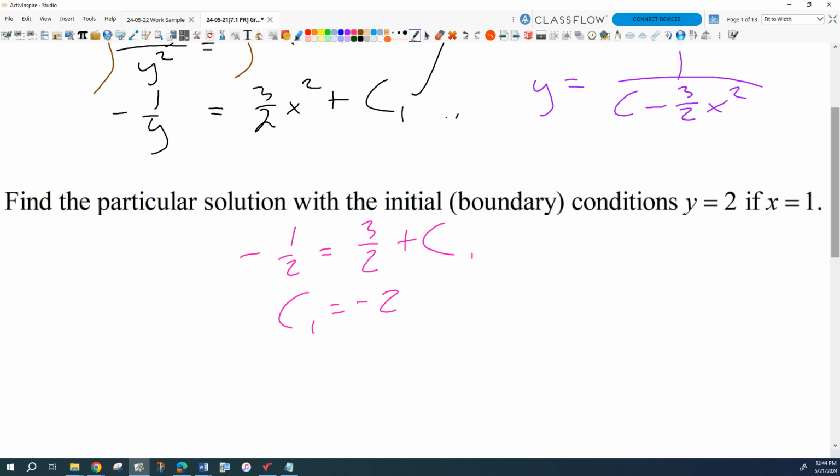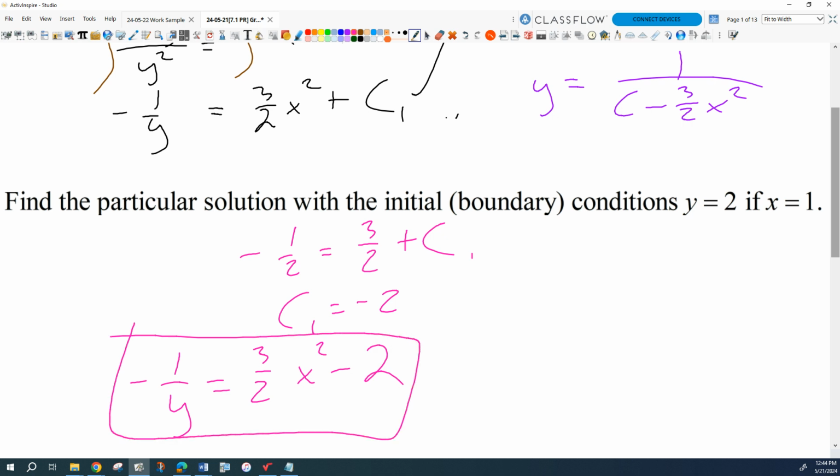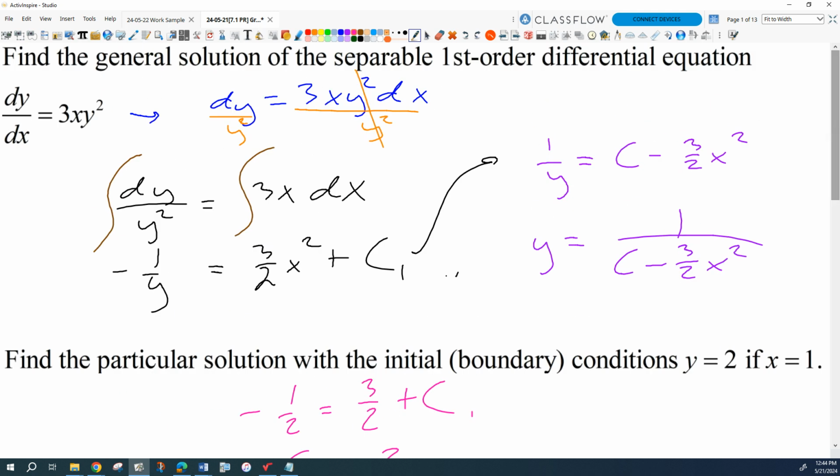So I would just plug that back into the equation, and we'd get -1 over y equals 3/2 x squared minus 2. There's the particular solution that corresponds to that initial condition. No big deal, right? That's how we solve a separable differential equation. We separate the variables and integrate.